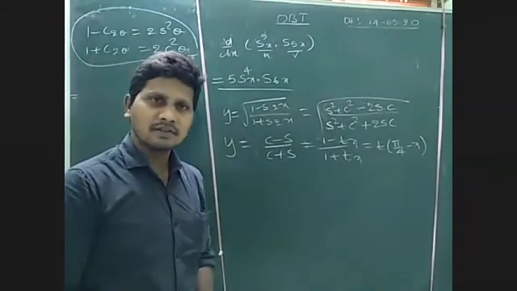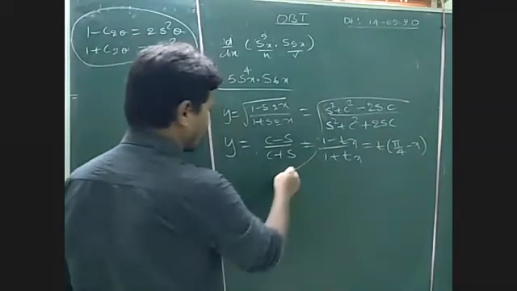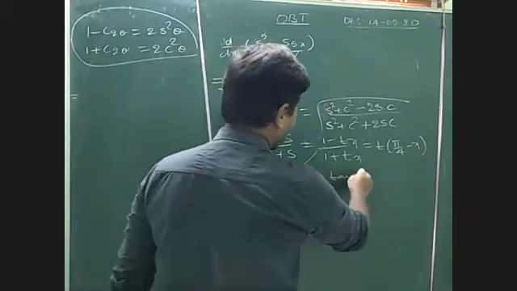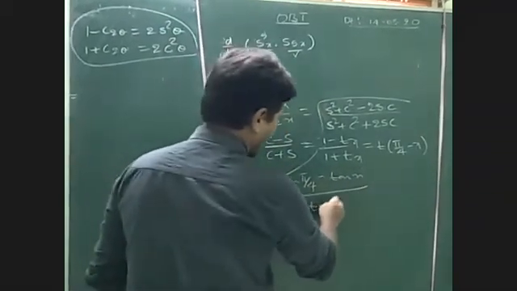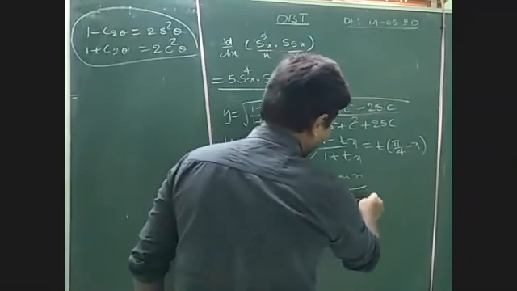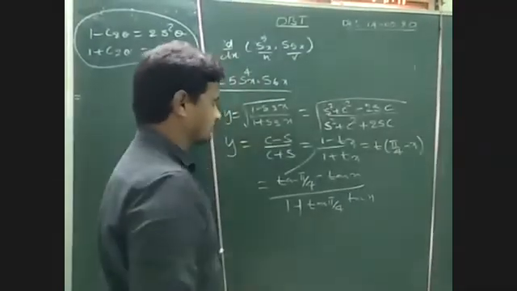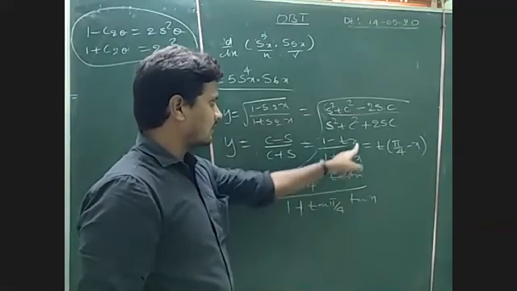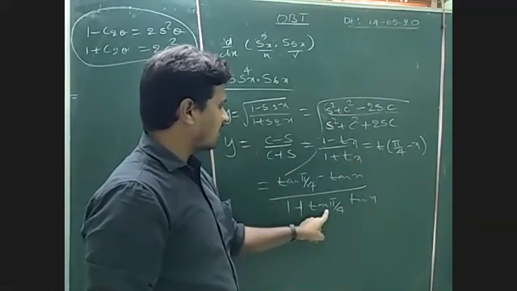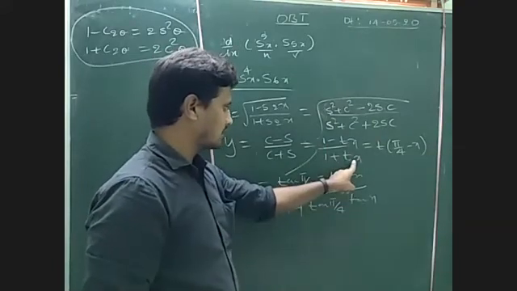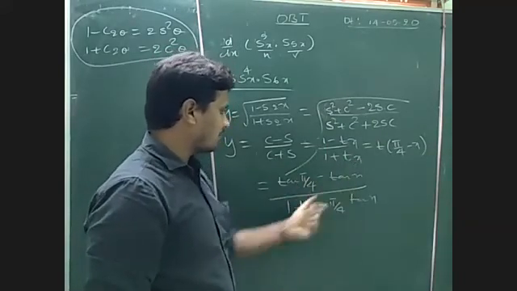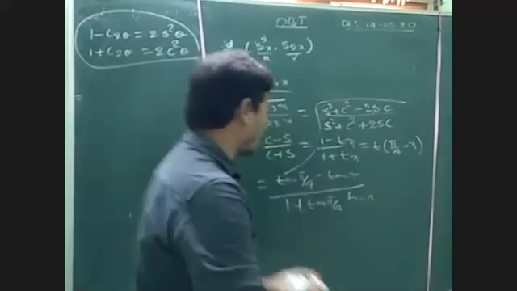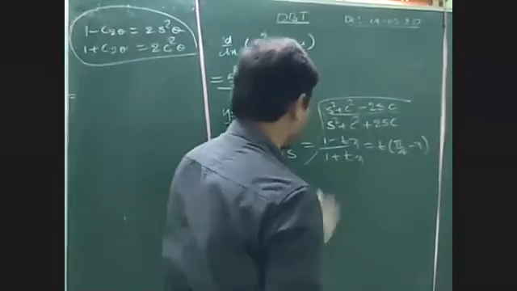Shall we write like this? Because 1 can be written as tan pi by 4. So (tan pi by 4 minus tan x) by (1 plus tan pi by 4 tan x), which is the same as the tan a minus b form, (tan a minus tan b) by (1 plus tan a tan b). Now the derivative is easy.